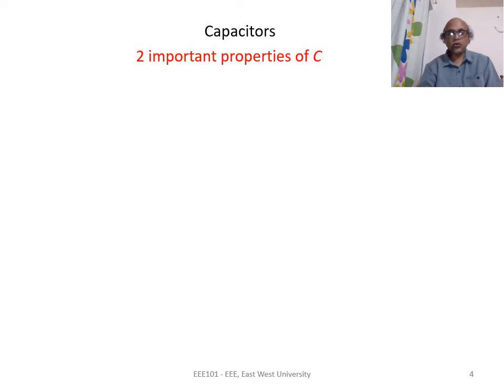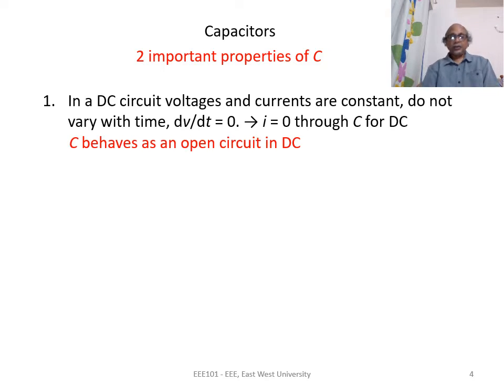Now we discuss two important properties of capacitance. First, let us consider DC circuit. In a DC circuit, the voltages and currents are all constant. They do not change with time. So the time derivative of the voltage is 0. Because the capacitance current is equal to C dV dt, if dV dt is 0, the capacitance current is also 0 under DC condition. If the current through a circuit element is 0, that circuit element behaves as an open circuit. So we can argue that the capacitance behaves as an open circuit in DC.